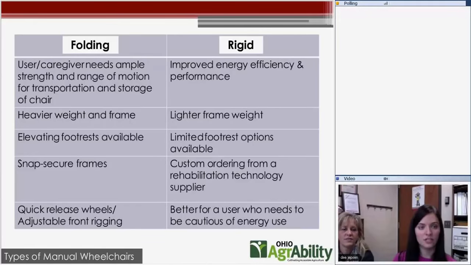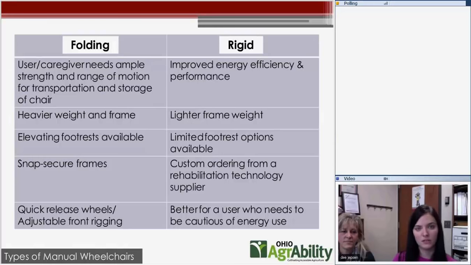So folding chairs are heavier just due to the size of the frame and the weight of the chair. They do offer more features as far as adjusting things like footrests and leg rests. They're more commonly the type to have snap secure frames, again, for adjusting things such as leg rests and arm rests for positioning and mobility. And they also offer quick release wheels and adjustable front rigging.